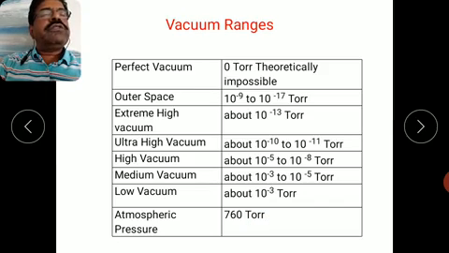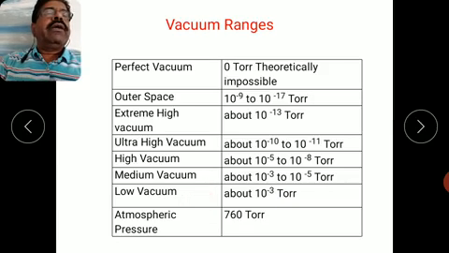If you reduce this pressure further, up to about 10 raised to minus 3 torr, that is called a low vacuum. Then if you have a pressure in the range of 10 raised to minus 3 to minus 5 torr, that is called a medium vacuum.